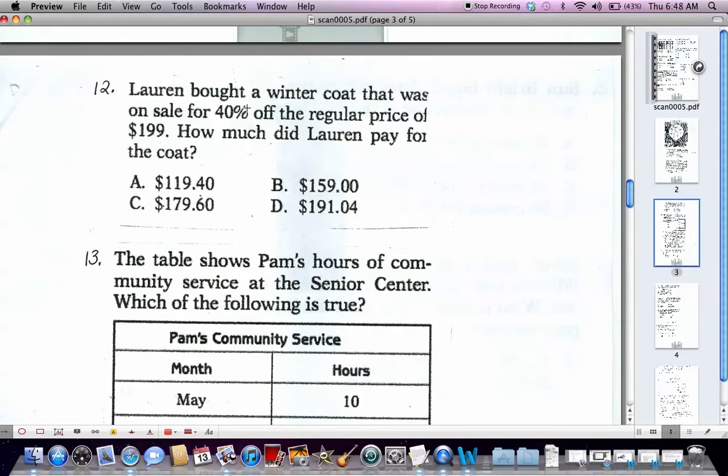Number 12, Lauren bought a winter coat that was on sale for 40% off the regular price of $199. How much did Lauren pay for the coat? So she bought a winter coat that was on sale for 40% off the regular price of $199. So it was on sale. So how much did she pay for the coat? All right. So it's 40% off of this price. So you want to figure that up, and then tell me how much she paid for the coat.